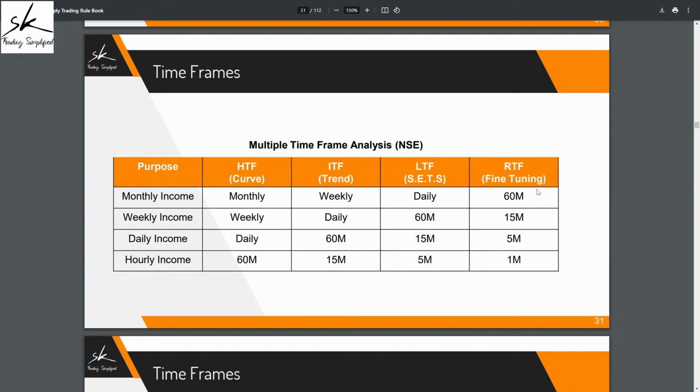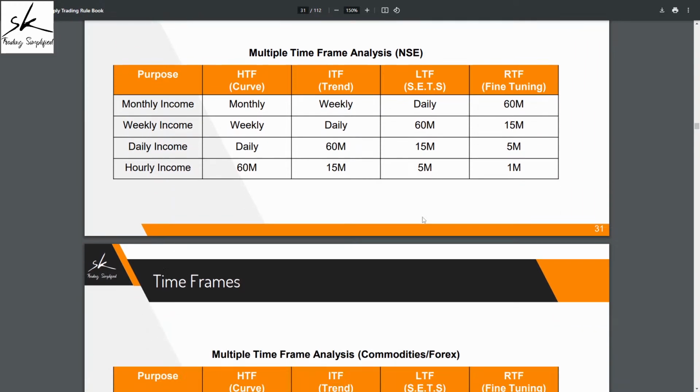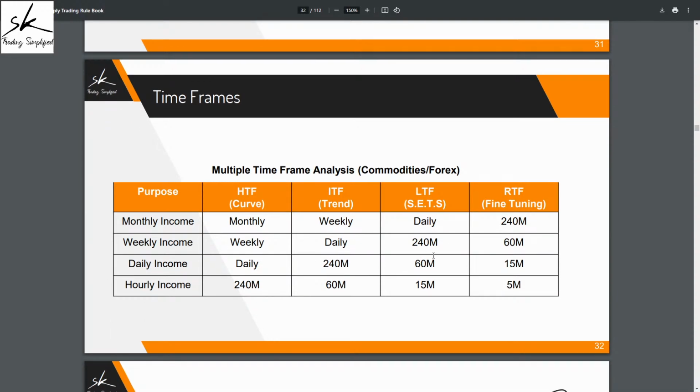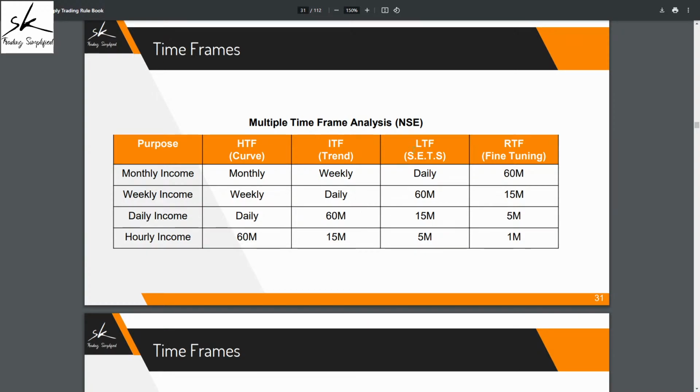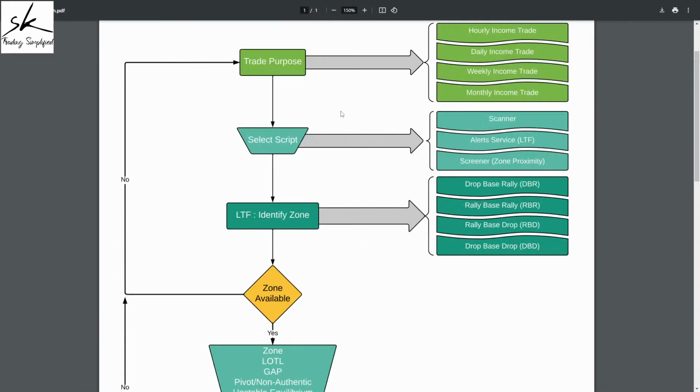Now, if you're trading markets which are open for longer durations, like commodities, cryptos, Forex, then you can look at the table which is on page number 32 and you can use those time frames. But since we are taking the example of NSE, I'll be sticking to these time frames. So coming back, step number 1, I have decided my trade purpose, and from that table I got to know what time frames I'm using. Plus, I also know what is the purpose of each and every time frame. My challenge number 1 is taken care of.